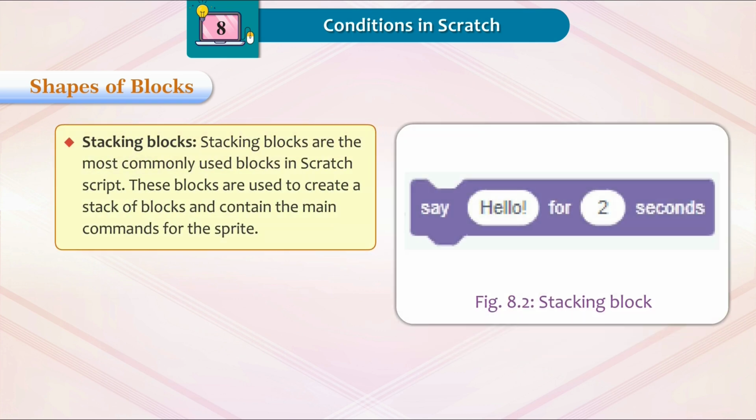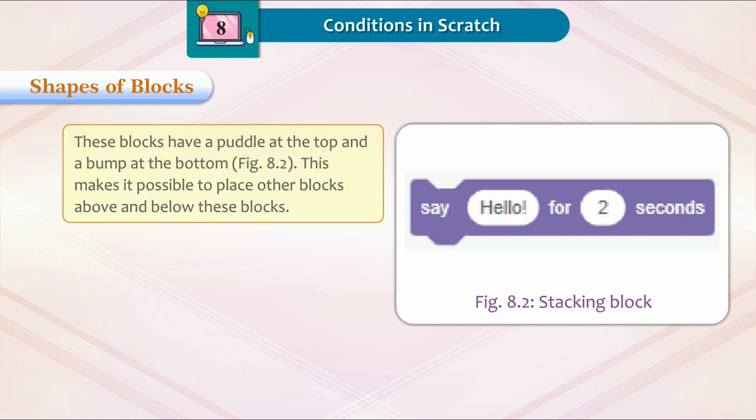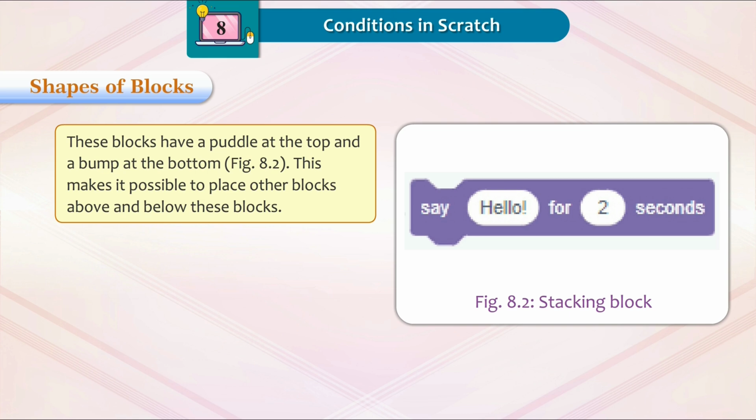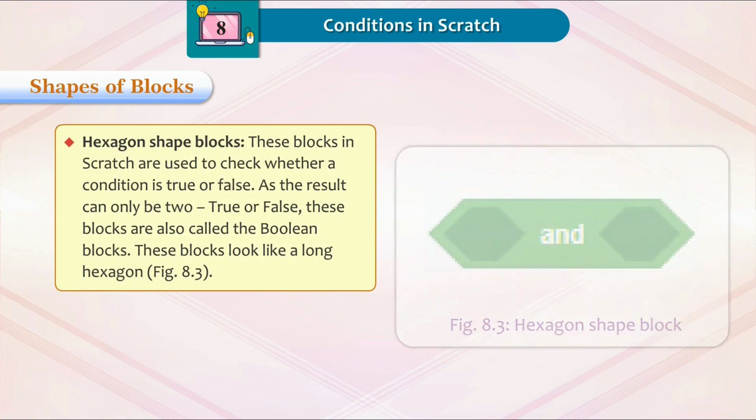Stacking blocks. Stacking blocks are the most commonly used blocks in Scratch script. These blocks are used to create a stack of blocks and contain the main commands for the sprite. These blocks have a puddle at the top and a bump at the bottom. This makes it possible to place other blocks above and below these blocks.